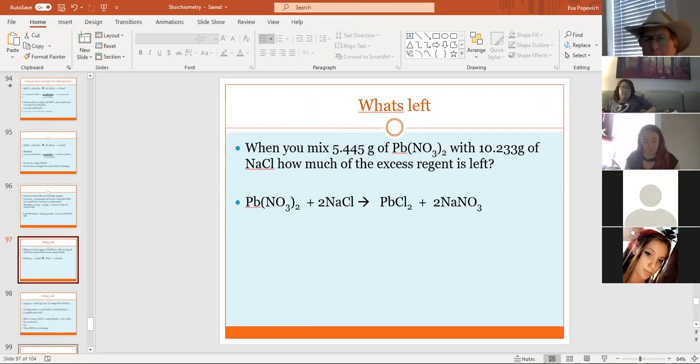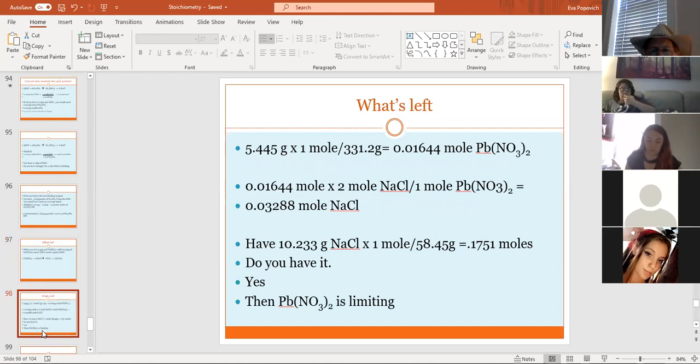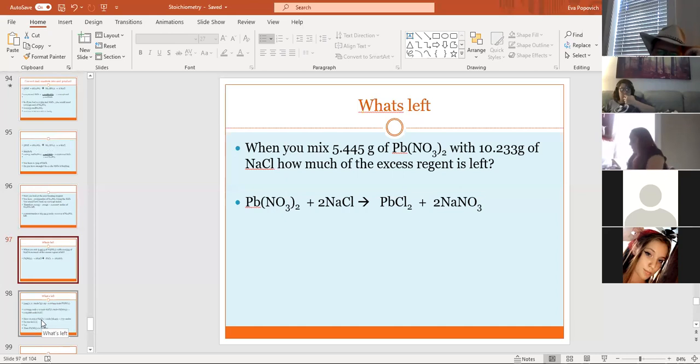What's left? Doing another problem of excess reagent. When I mix 5.445 grams of lead II nitrate with 10.233 grams of sodium chloride, how much of the excess reagent is left? Pick one. Pick a reagent.